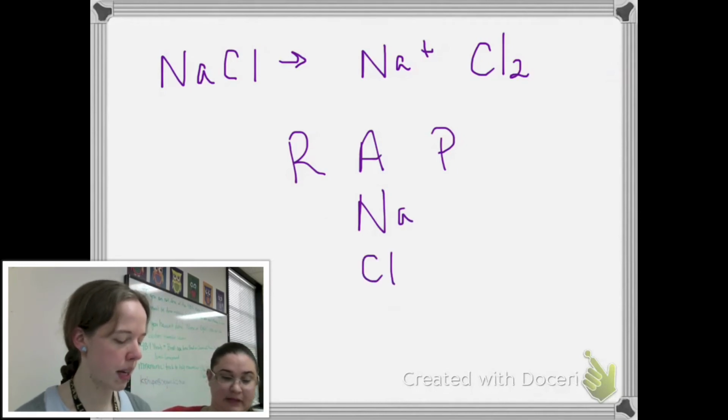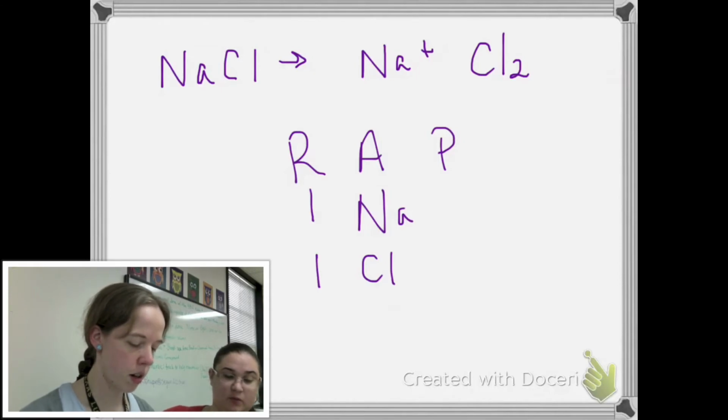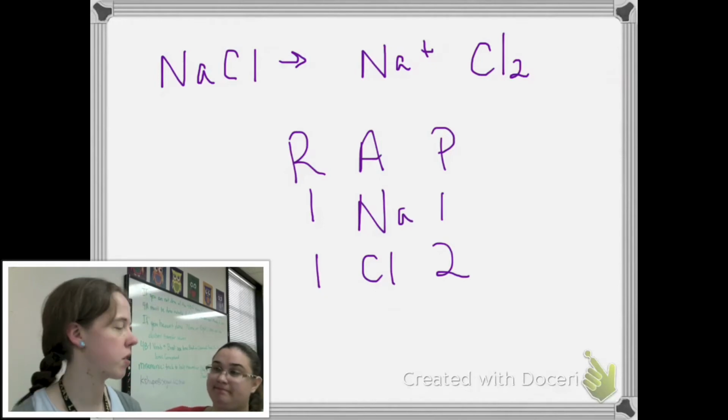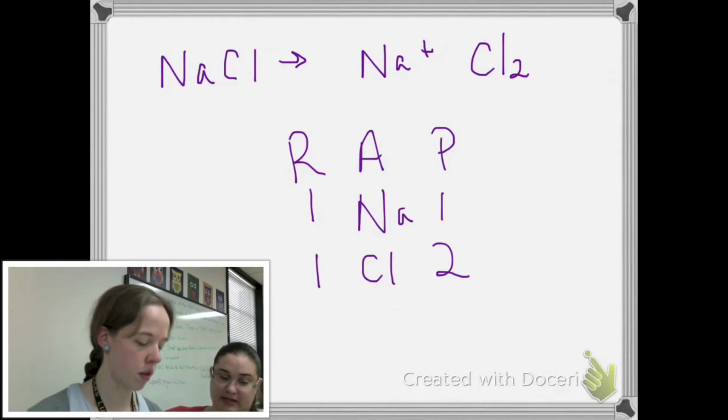Okay? On my reactant side, how many Na's do I have? 1. Chlorines? 1. Product side: 1 and 2. Okay, so what's the only thing that doesn't match? Cl. What do I have to do? I've got to put a 2 in front of NaCl.